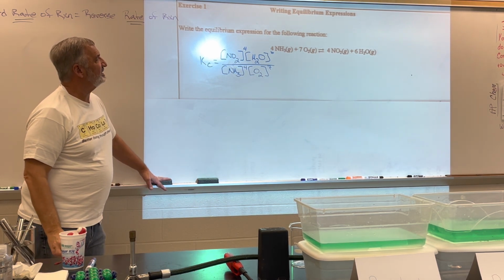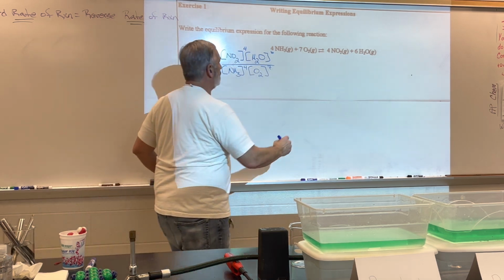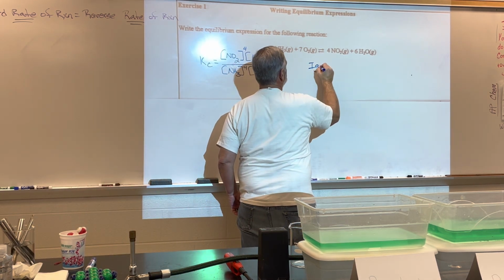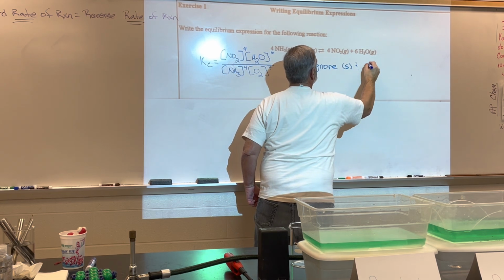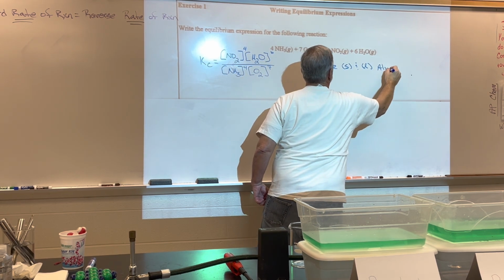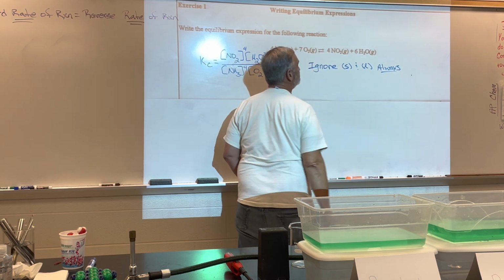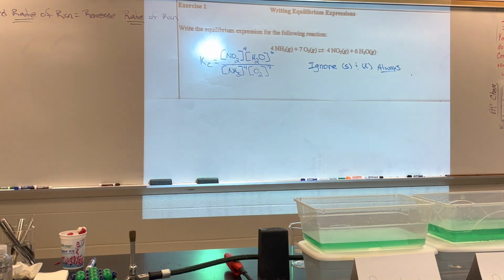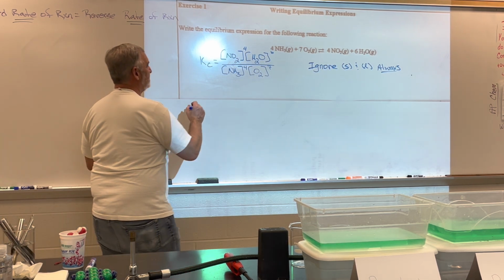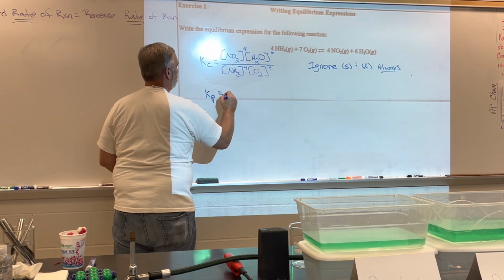Now, when we write these expressions, and it doesn't apply here, but ignore solids and liquids always. Their concentrations are said to be constant. They're figured into the equilibrium constant. So if there's a solid or a liquid in the equilibrium expression, we just ignore it. You don't include it. Okay, just trust me, that's the way it works. Now how would I write Kp for this?